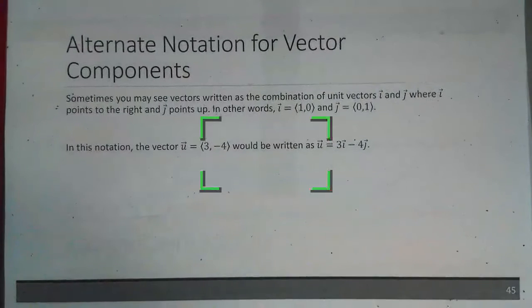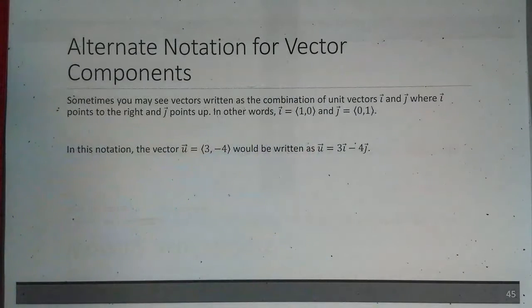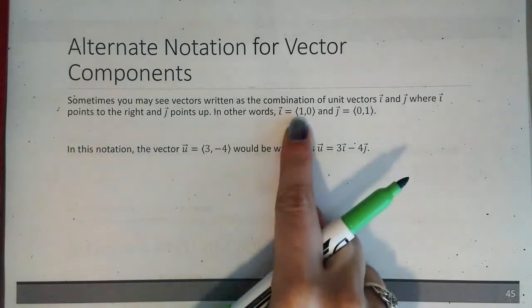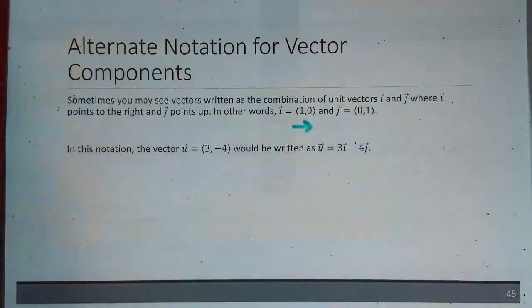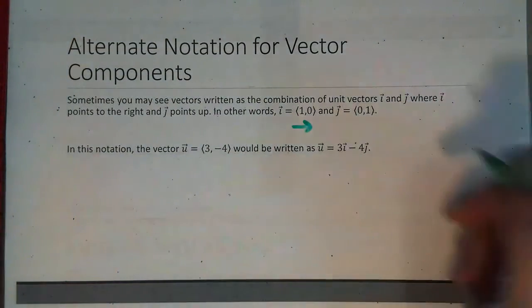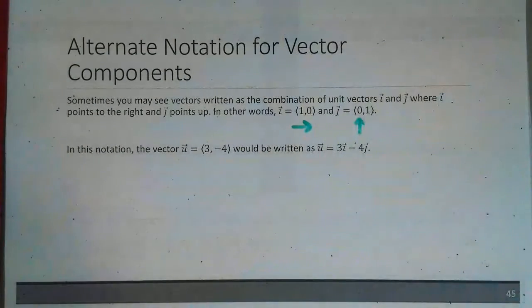There's one more notation I want to run by you guys so that you have it kind of in your mind. Sometimes you may see vectors written as a combination of unit vectors i and j, where i points to the right and j points up. In other words, the unit vector i goes 1 in the x direction and 0 in the y direction, so it's just 1 unit to the right. And j is going to be our vertical unit vector. It points straight up and it has a length of 1.